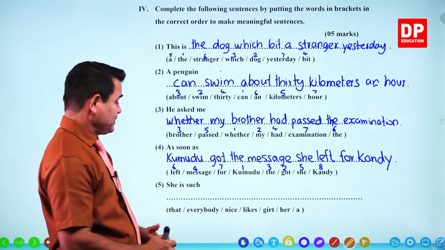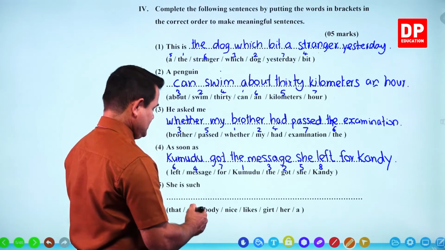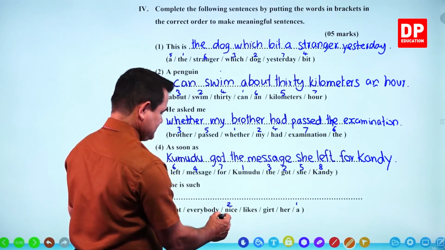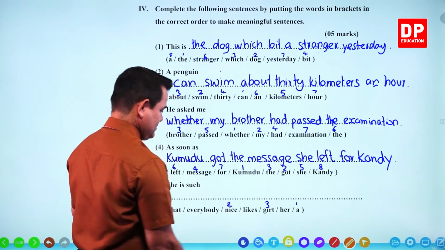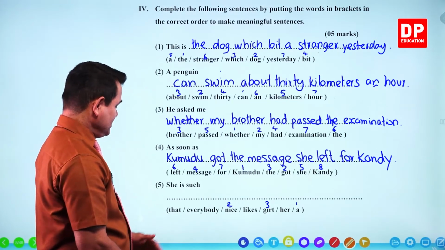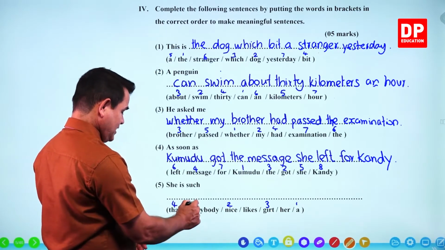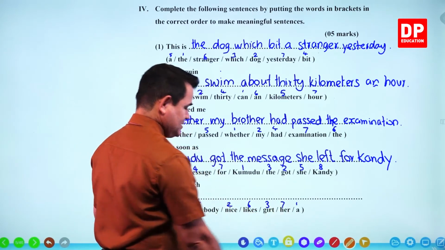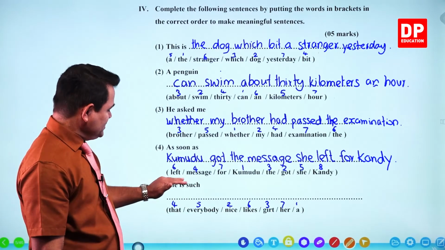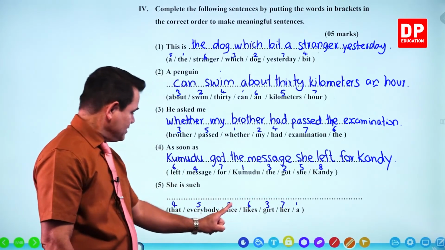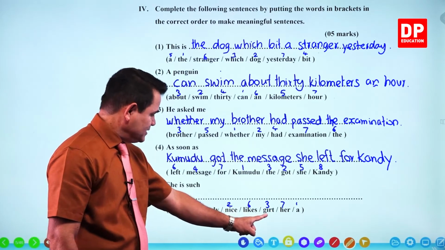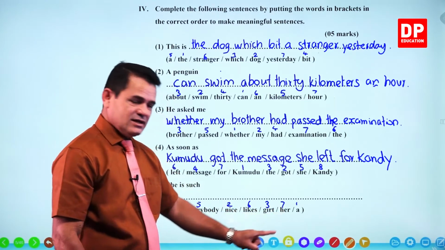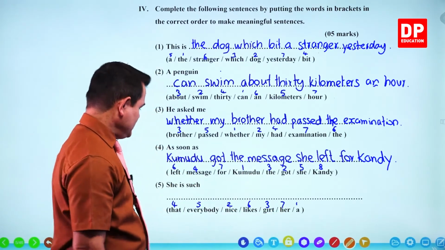She is such a nice girl. She is such a nice girl that everybody likes her. She is such a nice girl that everybody likes her. Then it is meaningful. Now let's try it.